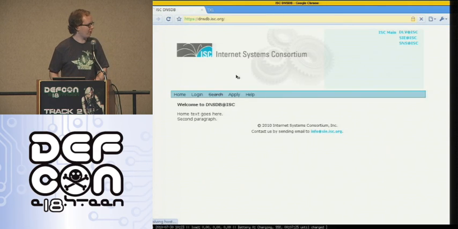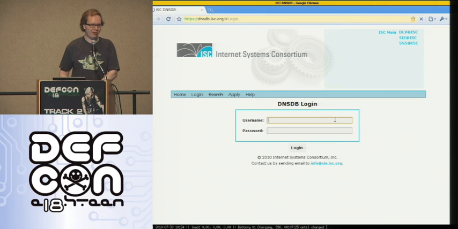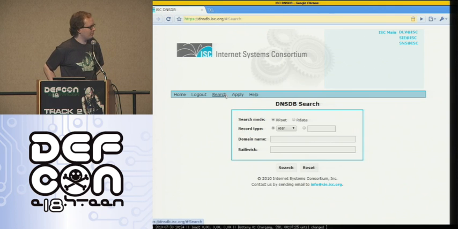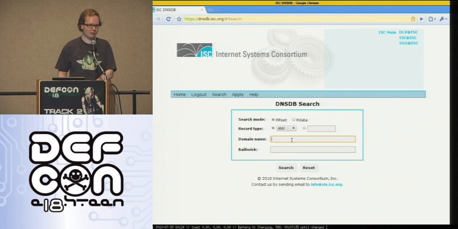Okay, this is the web interface. This is in pre-beta mode. Okay, let's see what we can find. Our domain name search allows us to do wildcard matches, which I don't think any of the publicly available, searchable passive DNS databases allow you to do wildcard lookups. So this is a kind of a neat new feature that we've implemented.